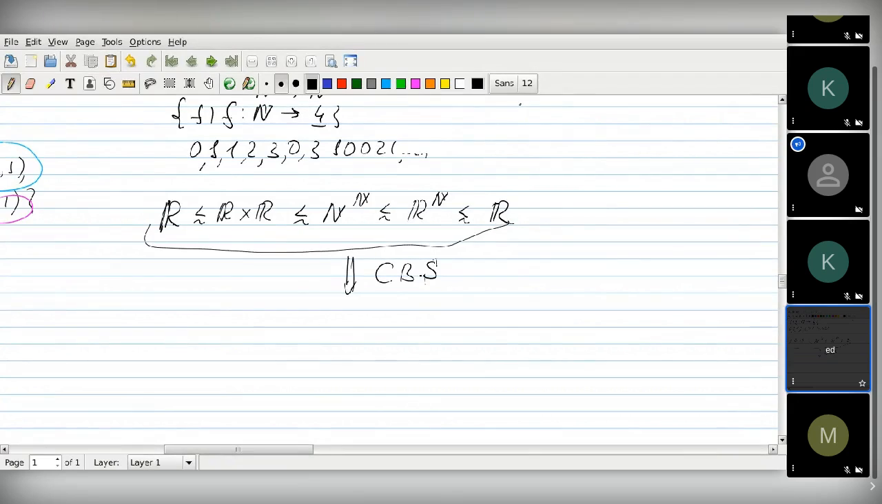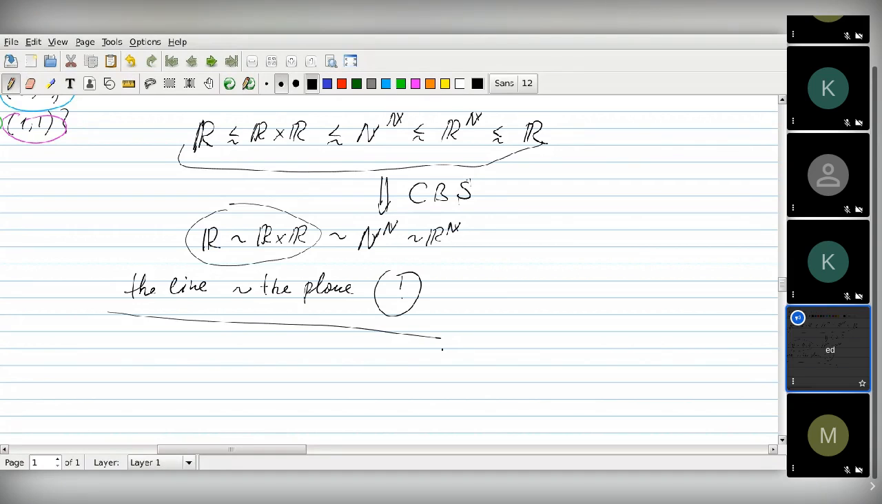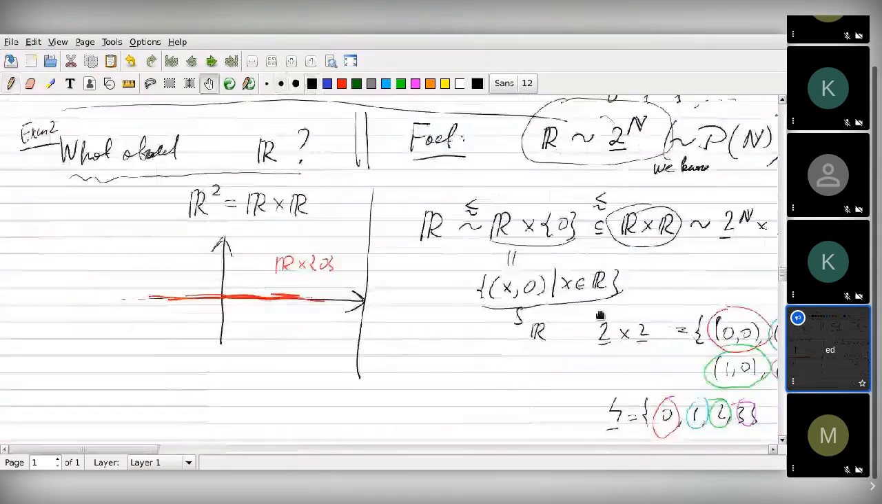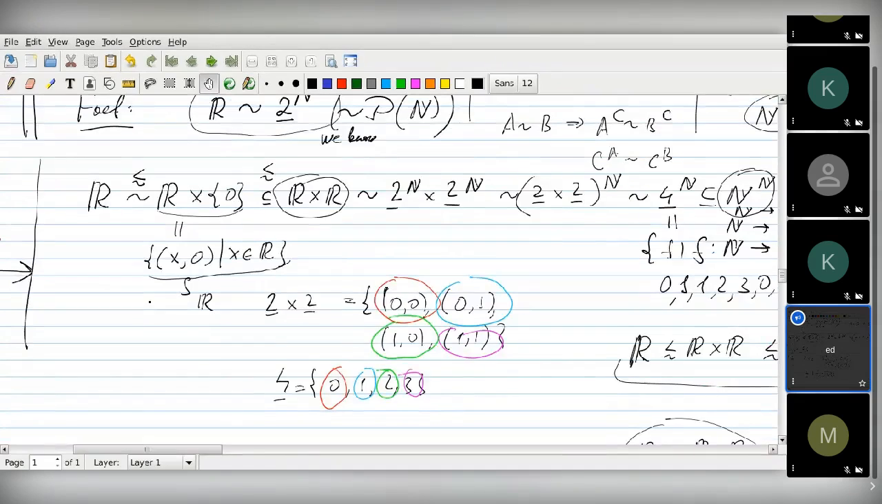These sets are equivalent. Of course, these sets are pairwise equivalent. So we have as many points in the plane as we have points in the line. So the line is equivalent to the plane. It is quite interesting, but that's an inevitable consequence of our axioms. That means that the line has as many points as the plane. It's quite surprising, but that's a fact. Any questions, please?